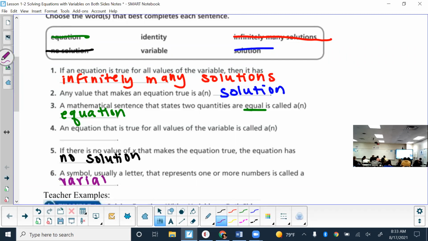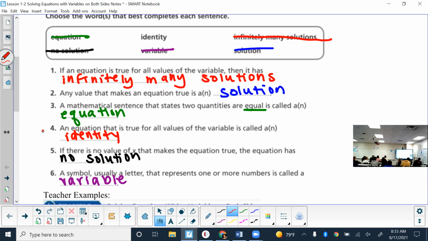So by process of elimination, what's the answer for number 4? Identity. So this one was the one that I think was probably the harder one for you, so that's why I saved it for last. That's a good test strategy.